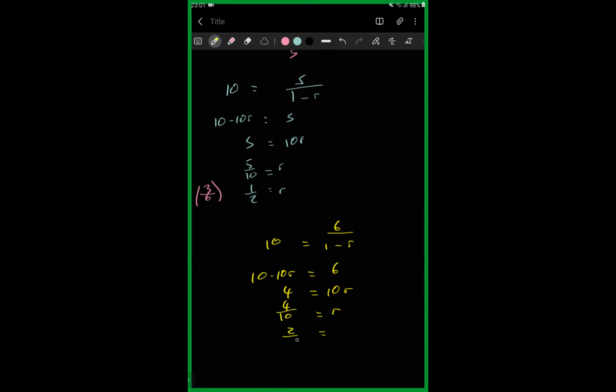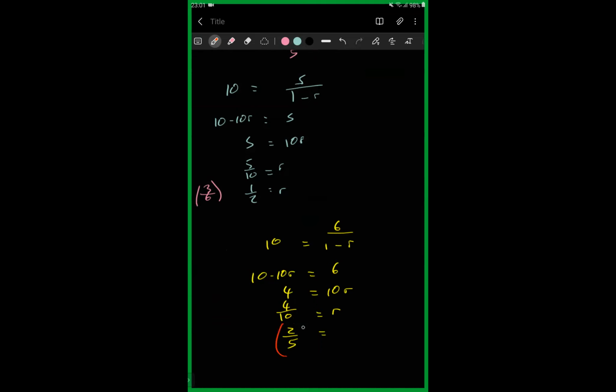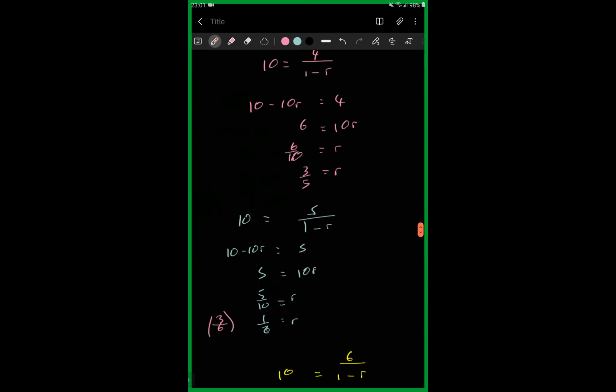So out of all these options, because a can only be one of 6 numbers, we said if a is a 6, this has to be the value of r for your sum to infinity to be a 10. If a is a 5, this has to be a value of r for your sum to infinity to be a 10.